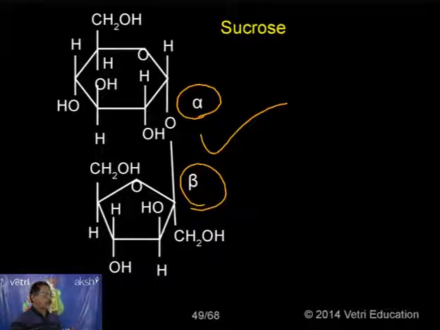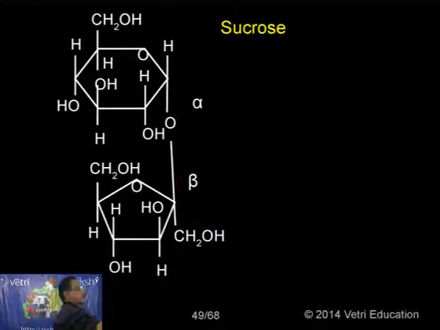So it is joined through the second carbon atom in the case of fructose, so we cannot have a free reducing group in sucrose. That's why it is acting as a non-reducing sugar. Can you follow?